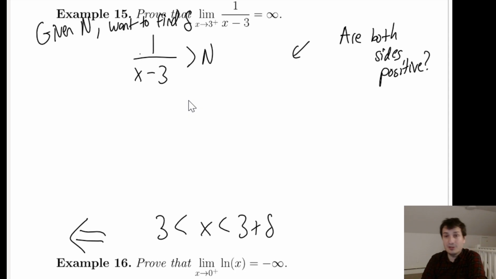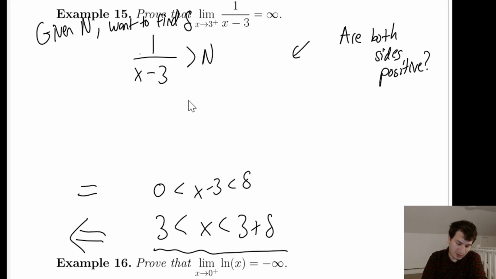Right? To do the reciprocal, you got to make sure both sides are positive. n is definitely positive. n is bigger than 0. Is 1 over x minus 3 positive? The answer is yes. And the reason is, the hypothesis is that x is bigger than 3. If x is bigger than 3, that's the same as saying x minus 3 is bigger than 0.